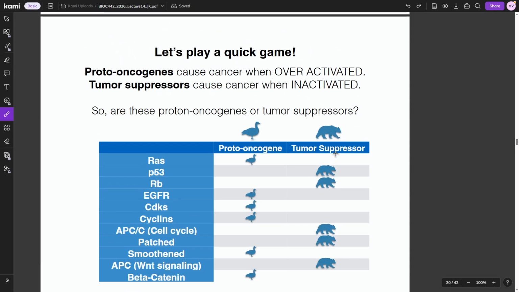I'm not going to go over this too much. Remember, RAS is the protein that is involved in the external growth factor pathway. So this is a proto-oncogene. If you mutate it, it activates. P53 inhibits, so it's a tumor suppressor. RB, tumor suppressor. EGFR, this is the growth factor receptor. CDK is the thing that you guys talked about that promotes mitosis. Cyclins promote mitosis.